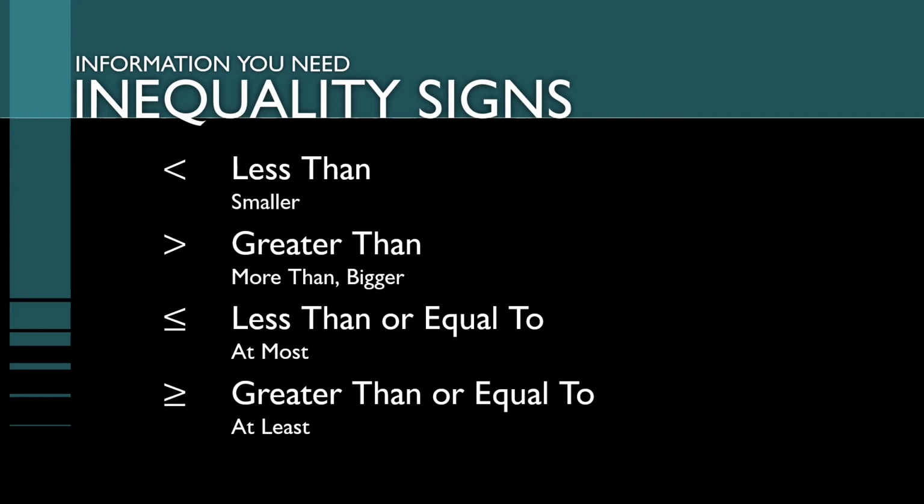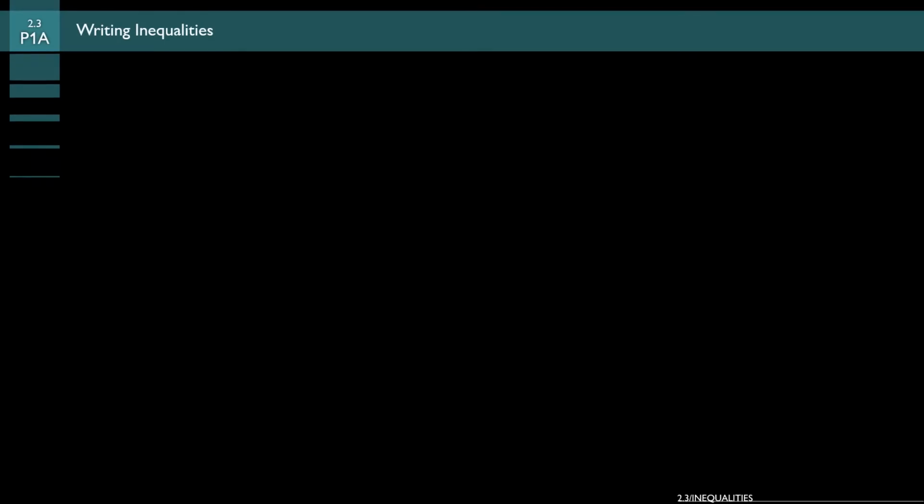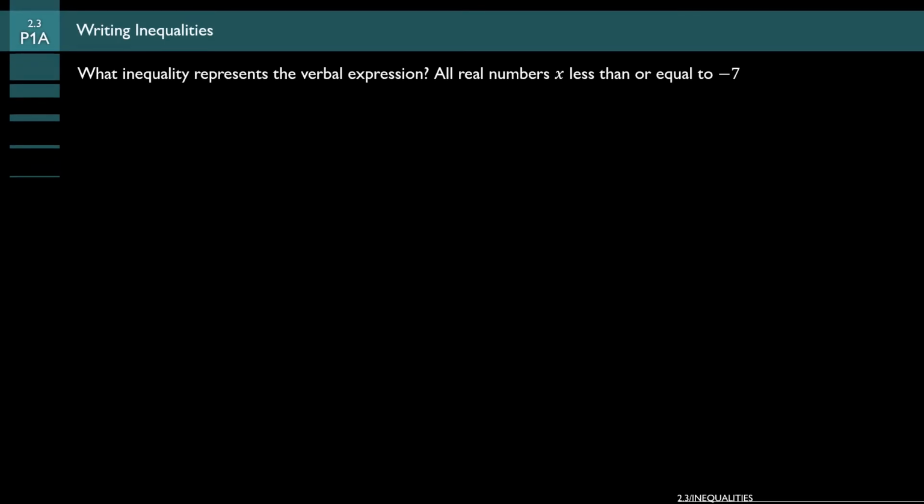In problem number 1A, we're going to look at writing an inequality. So it asks, what inequality represents the verbal expression: all real numbers x less than or equal to -7.